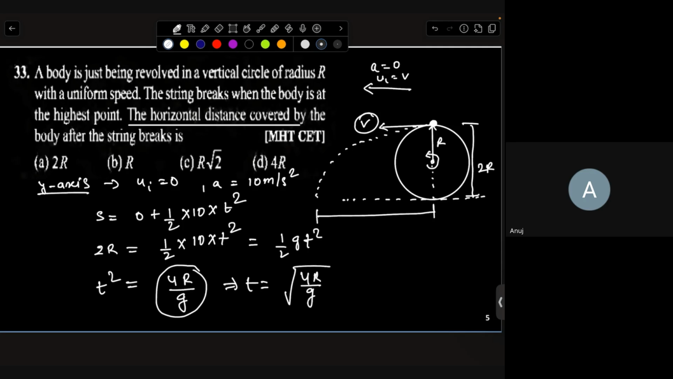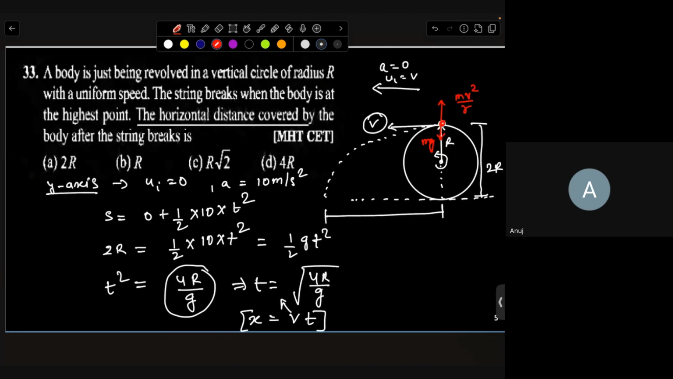the distance it will travel in this time is nothing but v into this time. So we want to find this v. How can we find it? If you look carefully at this point, downward force is mg, and just before the braking it must be balanced by a centrifugal force, which is mv square by r.